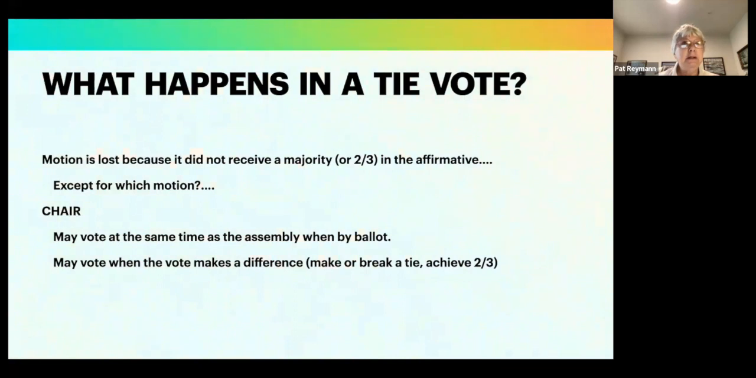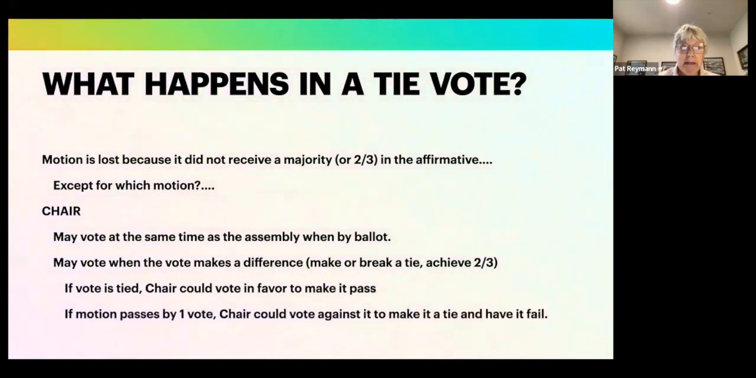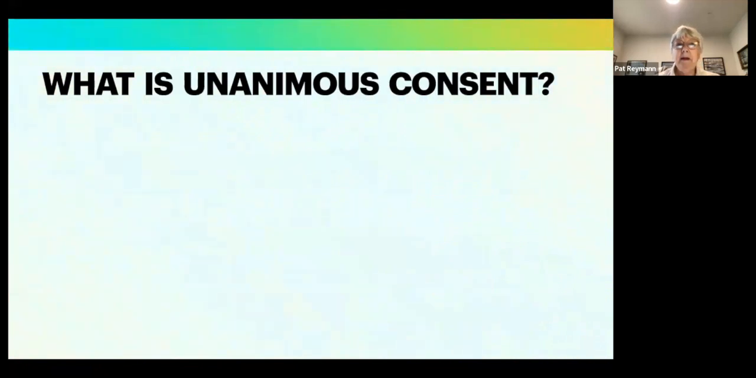And again, the chair is not compelled to vote. Okay, so if the vote is tied, the chair could vote in favor and make it pass. If the motion passes by one vote, the chair could vote against it to make a tie, and then the motion would fail. So that's what we mean to make a tie. If the motion passes by one vote, the chair could vote against it, and then it would fail. Okay, any questions so far?